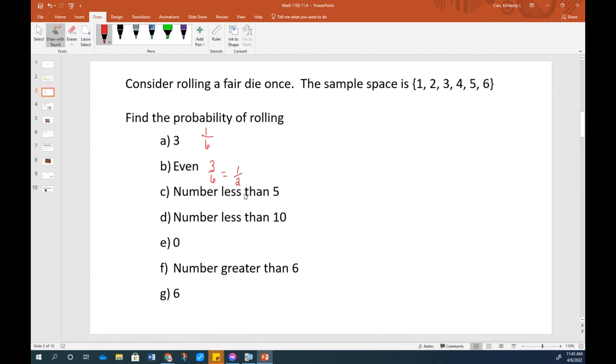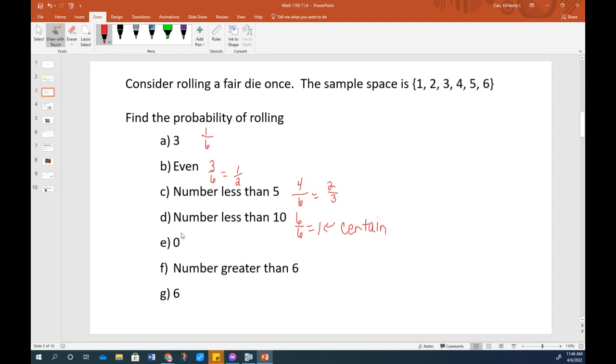The probability of a number less than 5. 4 of the numbers are less than 5 out of 6 numbers. And again, we can reduce this to 2/3. A number less than 10. Aha, well, all 6 of those numbers are less than 10 out of the 6 outcomes, and that reduces to a 1. Anytime the probability of something is a 1, that means it is certain.